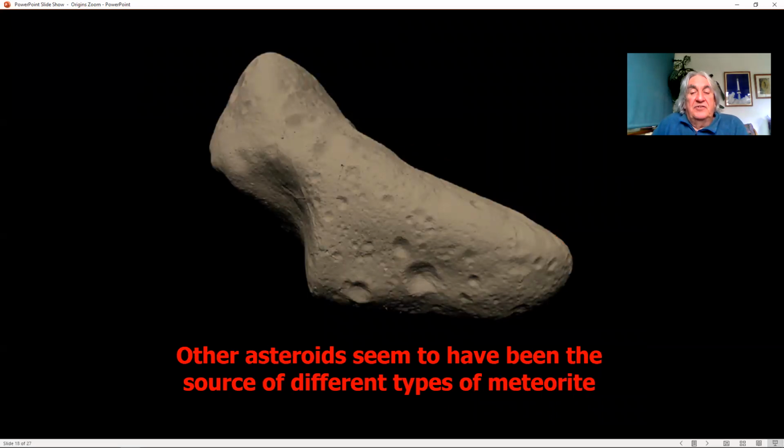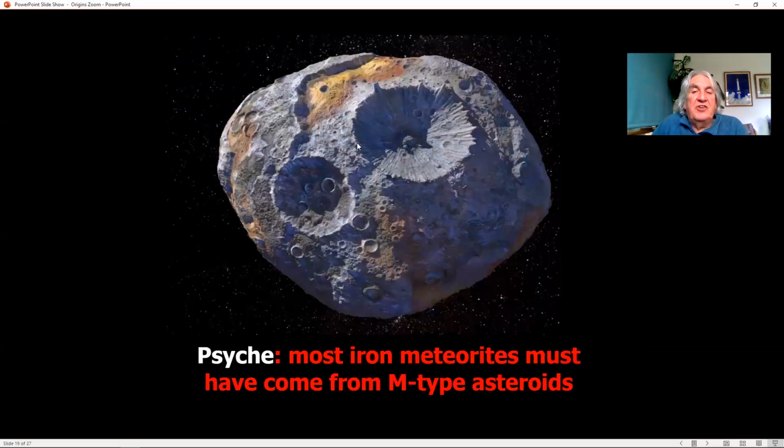In fact, here we are. Other asteroids seem to have been the source of different types of meteorite, which is perhaps not that surprising. Psyche, an intriguing great big lump of nickel iron floating about there in space, is thought to be typical of an M-type asteroid, the core of a disrupted planet. But both the Japanese and the Americans, NASA, are planning close visits to Psyche.